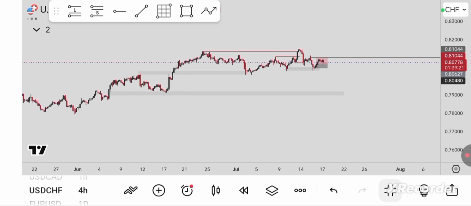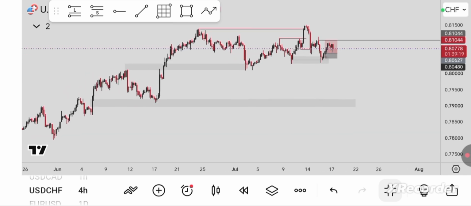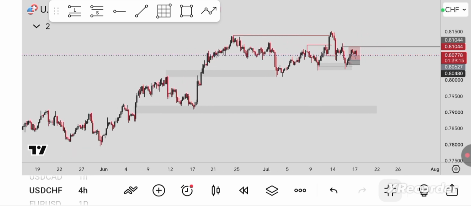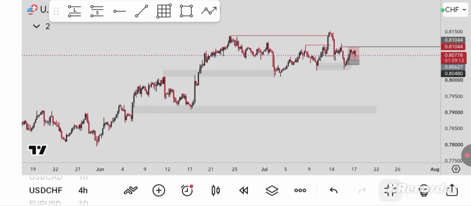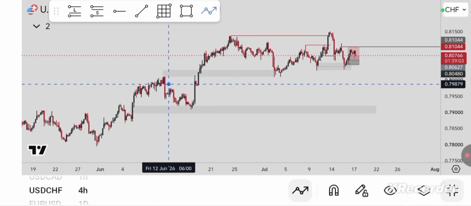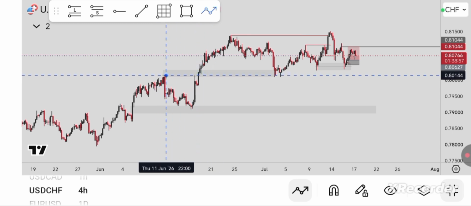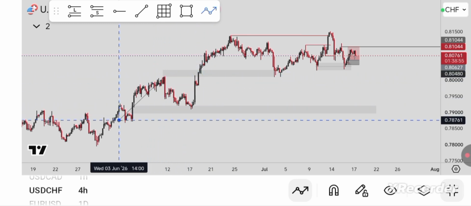Now the main analysis will be done on the 4-hour time frame. On the 4-hour time frame, that is where you want to draw. That is where I draw out my key levels, my points of interest that I'm expecting the market to continue buying from or react from. And as you can see, this was my first key level, because the market came down.